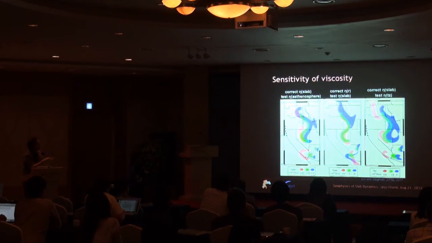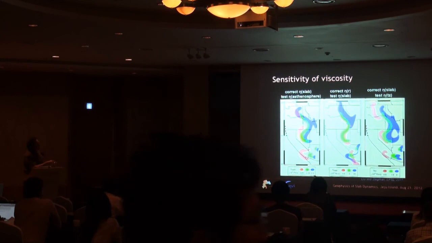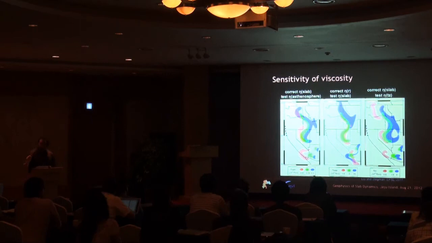And if you have the viscosity profile through the upper mantle correct, and you're trying to test for the viscosity of the slab, here you can see that the green is the correct model. In the blue, if the slab is even just 3 times stronger, just a factor of 3, you get completely different shapes that don't in any way match the tomography. If it's a factor of 3 smaller, then the shapes are much smaller drips, and the model looks completely different from the tomography.